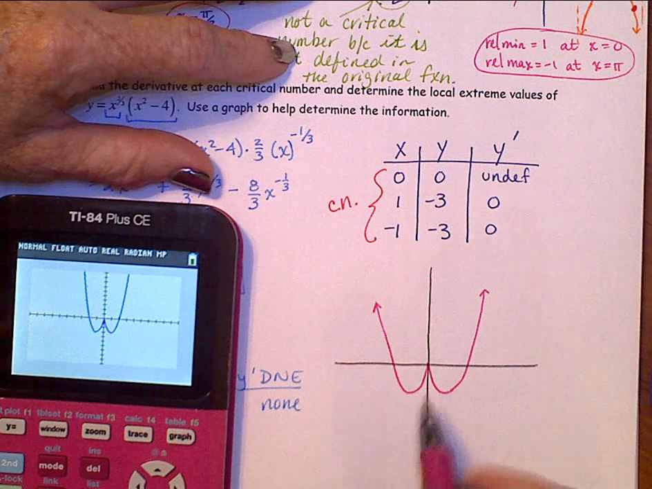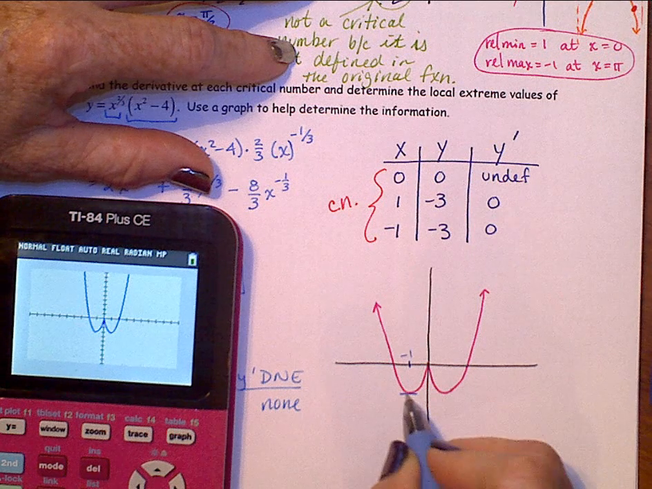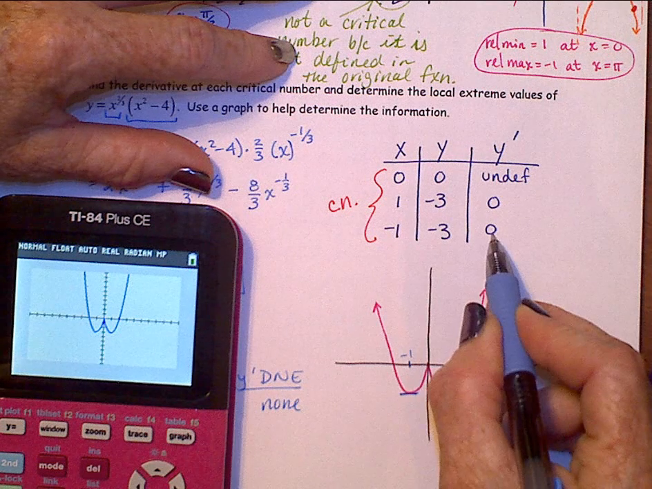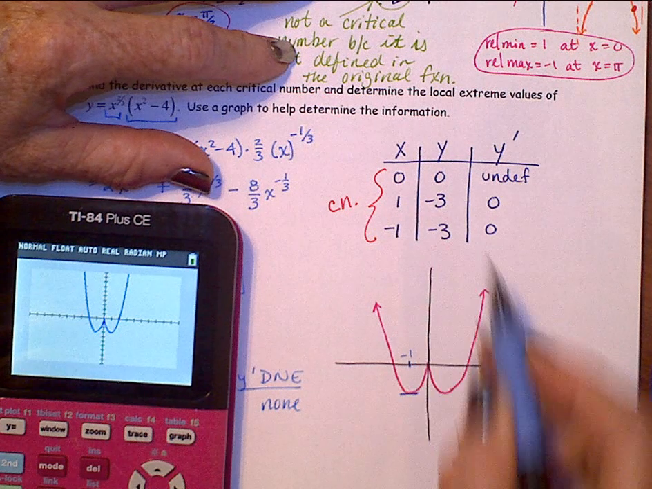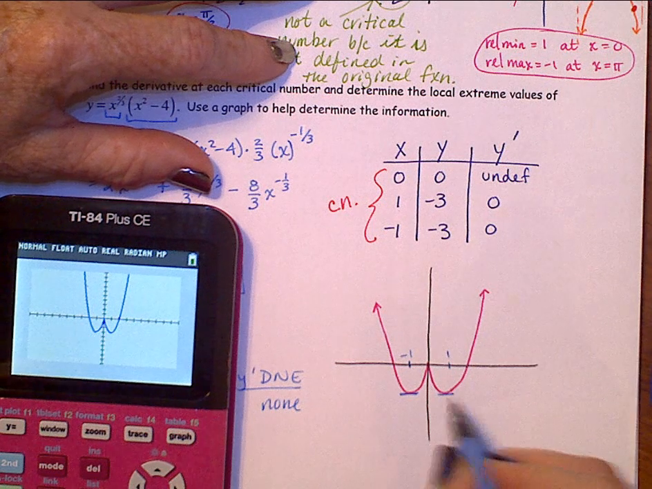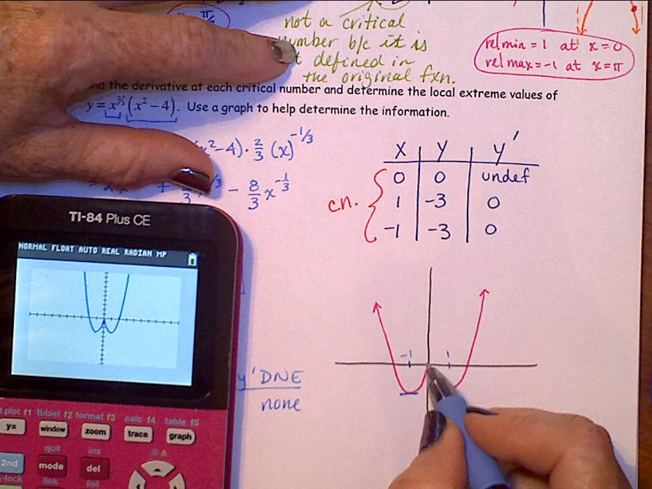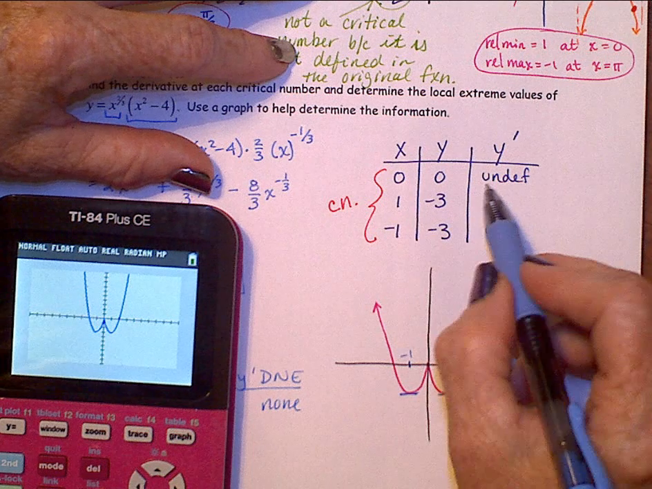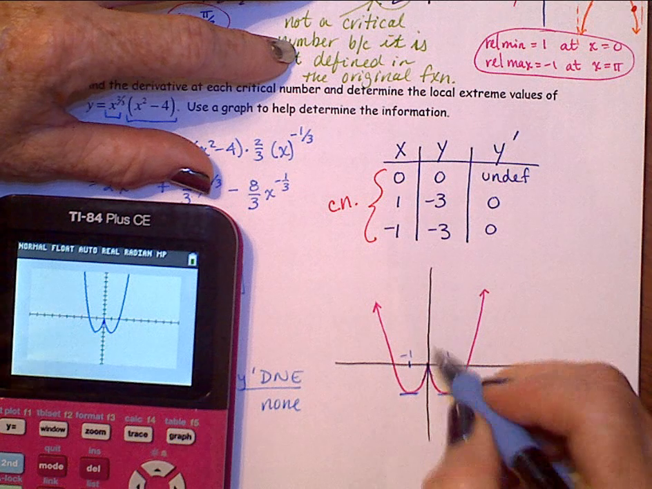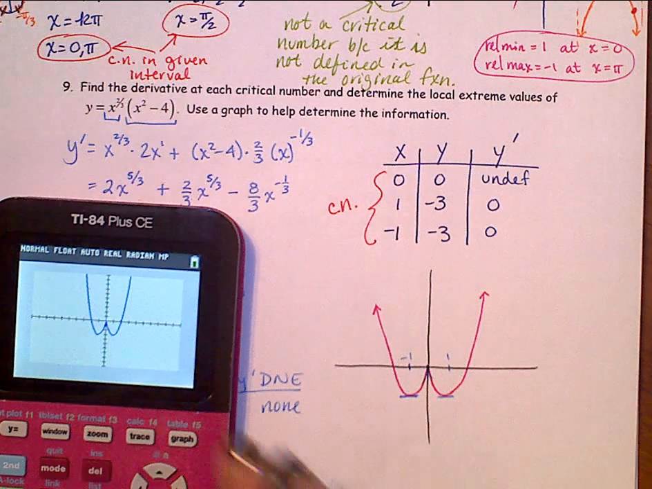And right here at negative 1, we have a horizontal tangent. At negative 1, horizontal tangent, the y value is negative 3. At 1, horizontal tangent, the y value is negative 3. At x is 0, we hit this point 0, 0, and the derivative is undefined. It's almost vertical here. Almost vertical. We have a cusp going on.